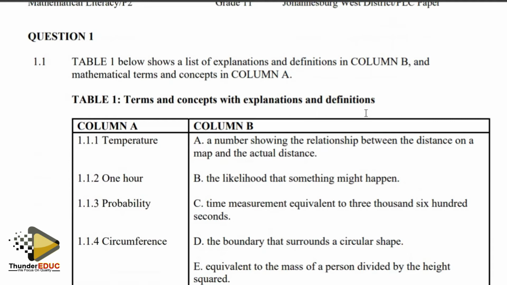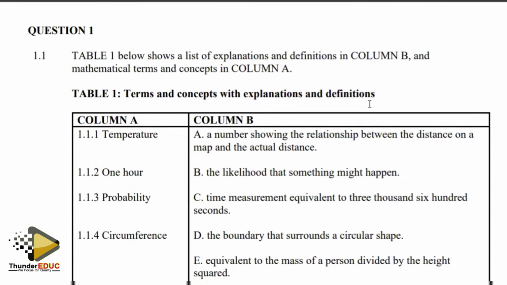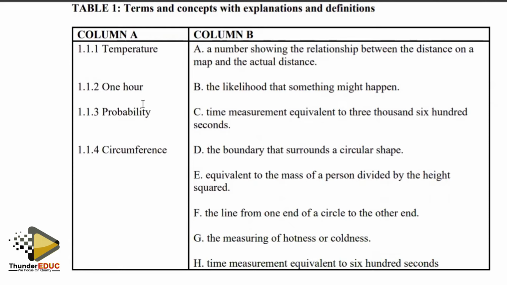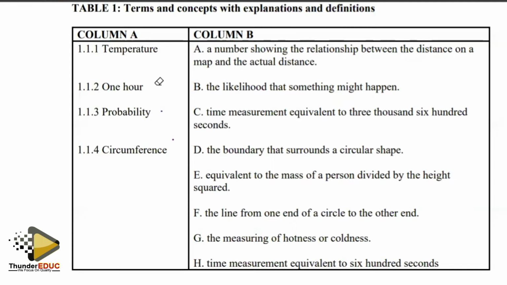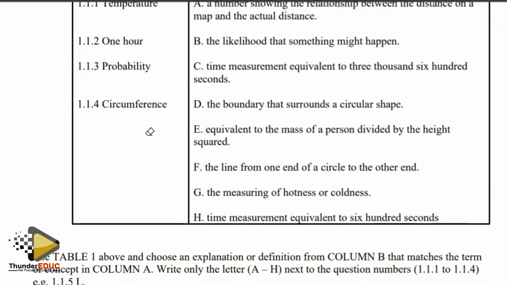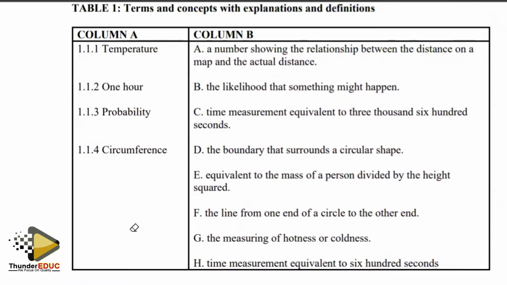Explanations in column B, and mathematical terms and concepts in column A. So column A has the concepts or terms, and column B has explanations. Now, the easiest way to do this is, first and foremost, they told you these numbers are supposed to be written. You write these numbers in your answer sheet. So we're going to write these numbers in our answer. I will just write below here.